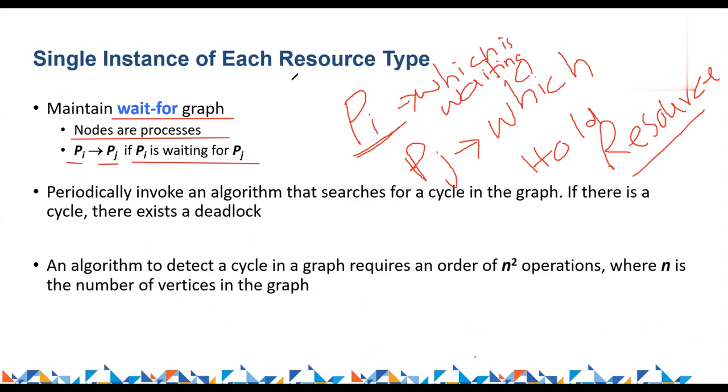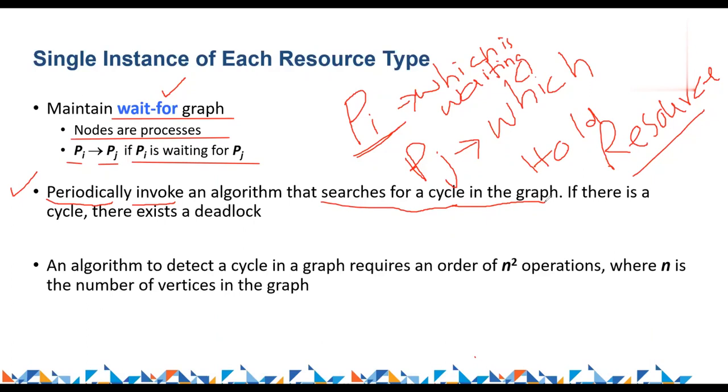Okay, guys. So this wait for graph algorithm will be invoked periodically, okay? It means that it will not run continuously. After a regular interval of time, it will be invoked. Invoke means run. Periodically means that after a predefined time, it will be invoked and it will search for cycles in the graph. You know why it will search for cycles? Because a cycle creates a circular wait situation. A circular wait situation will cause deadlock. Okay, so it will search for that.